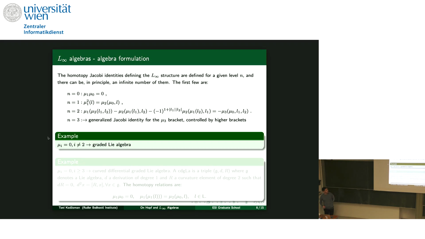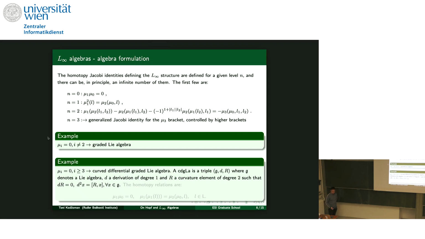If mu_1 squared is equal to 0, then that is what we call a differential. An example: if mu_i is equal to 0 for all i except for i equals 2, then we get just a regular graded Lie algebra. If, however, mu_i is equal to 0 for all i greater than or equal to 3, then the structure that we obtain is called a curved differential graded Lie algebra. This is a triple consisting of g, a Lie algebra, d, a derivation of degree 1, and R, a curvature of degree 2, such that these relations are satisfied: dR equals 0, d squared x is the bracket of R and x.